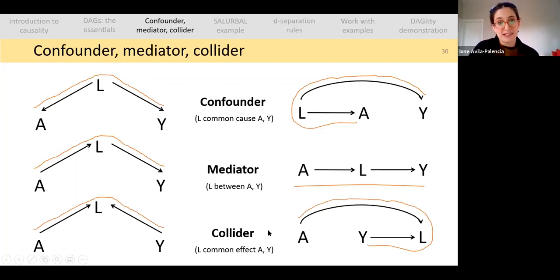Okay, the concept of a collider is a very important concept in DAGs because the idea is that we have this path, but in DAGs, when we have a collider, so again, when we have a variable that has 2 arrows pointing to it, it's considered that the path is blocked. So that's why here I'm making the path disappear, but the path is there anyway, but it's blocked. Priscilla is going to explain a bit more about this later.